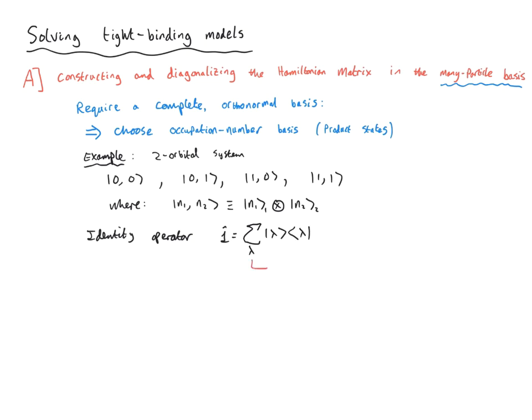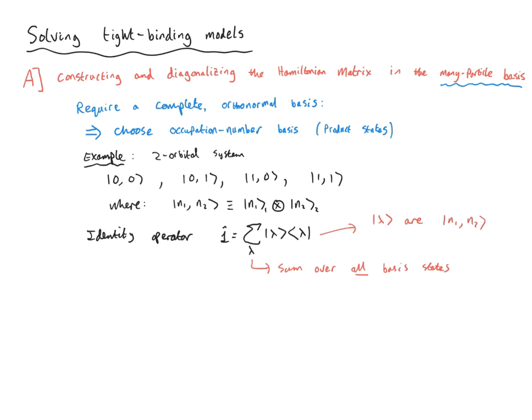So here we have a sum over all basis states, and the basis states lambda are a shorthand for these occupation number basis states.